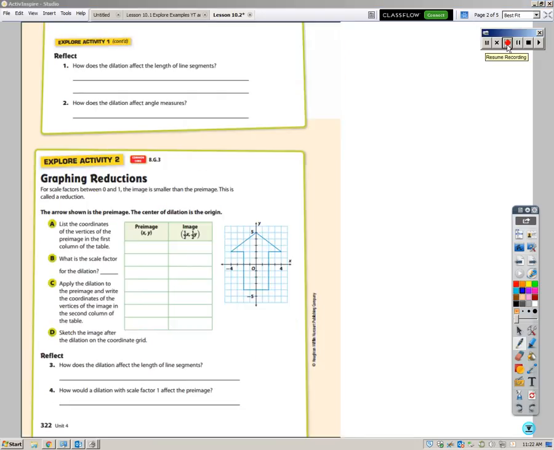So how does the dilation affect the length of the line segments? We know from our previous experience with dilations in lesson 10.1 that line segments will have the same scale factor or the same ratio as coordinates, right? So that means that the side lengths should be 3 times the size as the corresponding sides in the pre-image, right? And we can just take a look here. Let's just double check that.